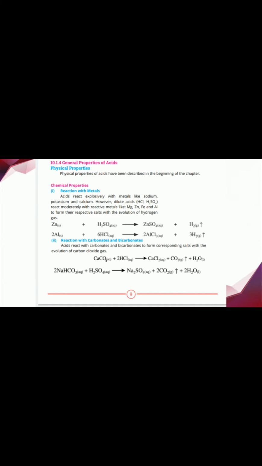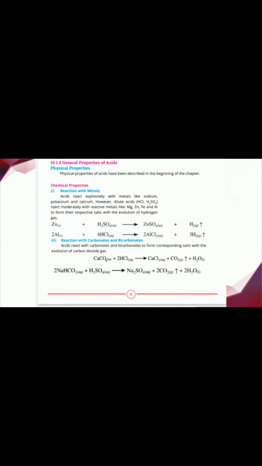First, reaction with metals. How acid reacts with metals? Acid reacts exclusively with metals like sodium, potassium and calcium. There are different kinds of metals, so acid reacts in different ways. Acid reacts like sodium, potassium and calcium very fast. However, dilute acids HCl and H2SO4 react moderately with reactive metals like magnesium, zinc, iron and aluminium to form their respective salts with the evolution of hydrogen gas.